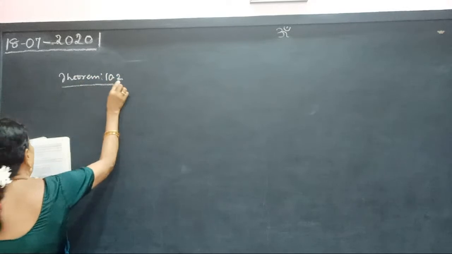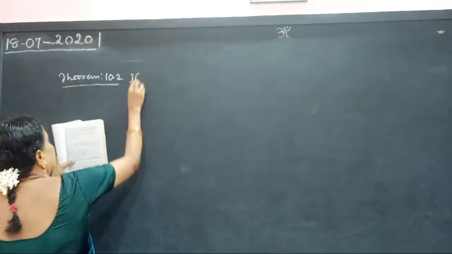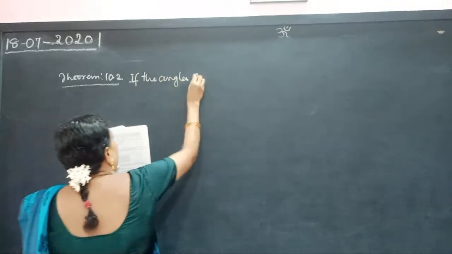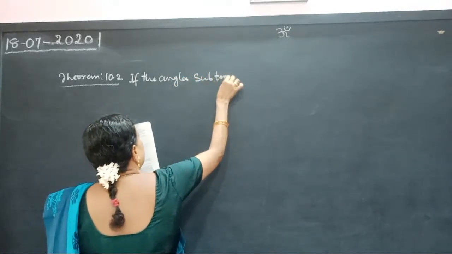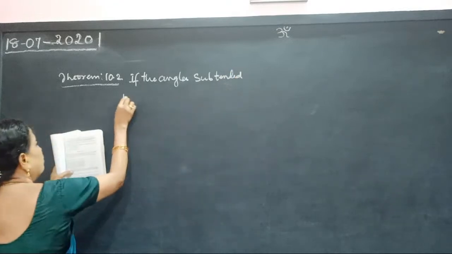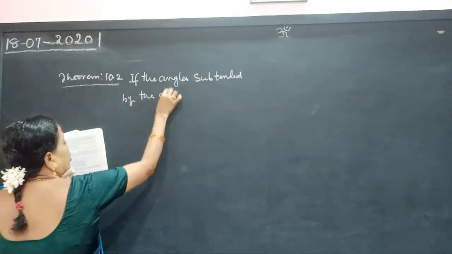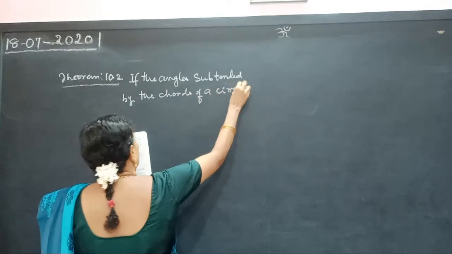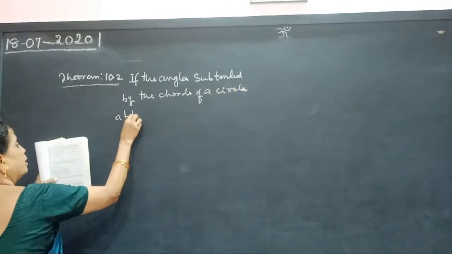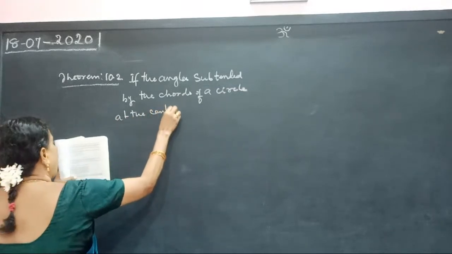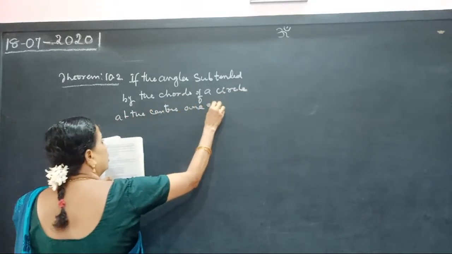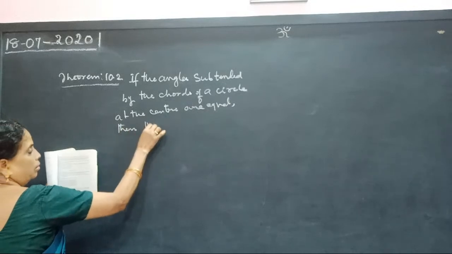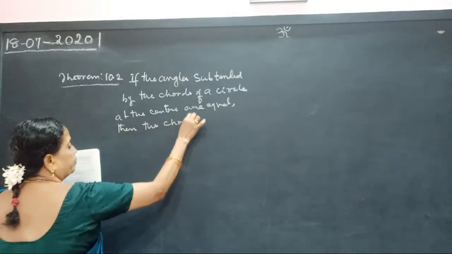Theorem 10.2. If the angles subtended by the chords of a circle at the center are equal, then the chords are equal.